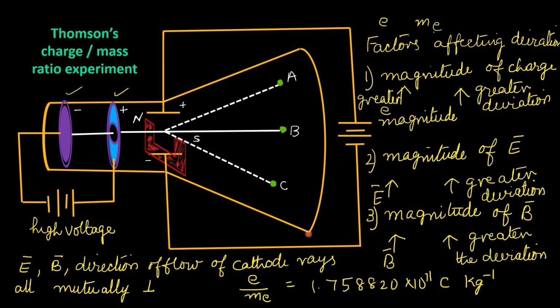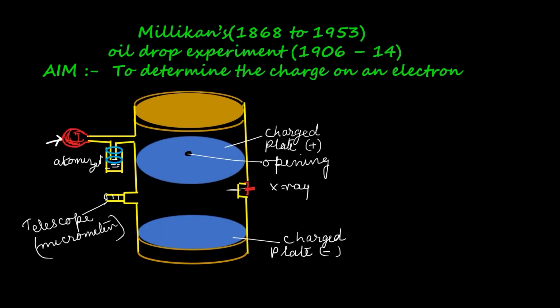We will pass on to Millikan's experiment. Now we will see Millikan's oil drop experiment to determine the charge on an electron. After determining the charge on an electron, Millikan used Thomson's relation in order to find the mass of an electron. We will see the details.